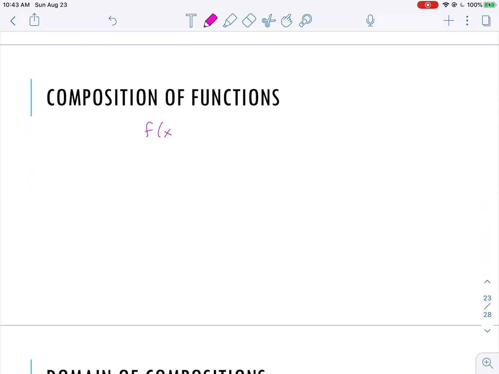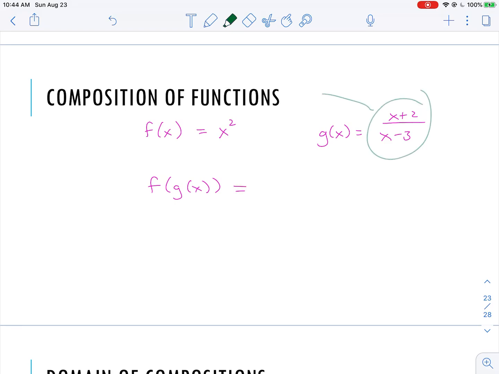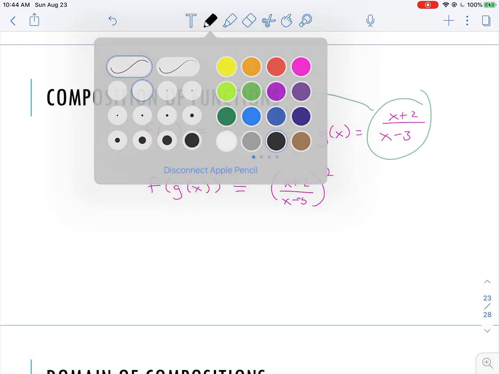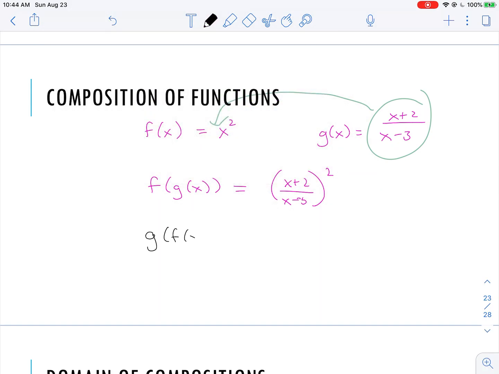Composition of functions we talked about briefly at the start of class. This would be like f of x equals x squared and g of x equals (x plus 2) over (x minus 3). If I wanted to find f of g of x, we would take g and plug it into x. So I would take this and plug it in right there, and I would have ((x plus 2) over (x minus 3)) squared. And that would be f of g of x.